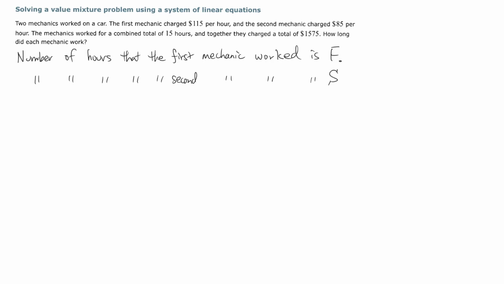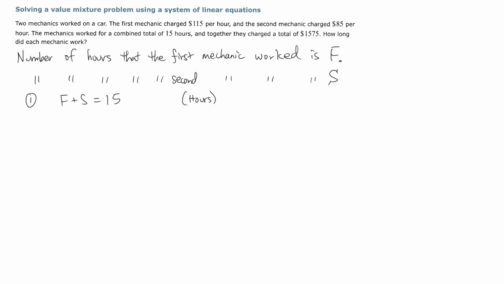This is getting good. And if you've forgotten what the word problem says, just make sure you go back and read it again. The mechanics worked for a combined total of 15 hours. Now, F represents hours and S represents hours, right? They're both number of hours. So we could put F plus S must be what? Equation 1, F plus S is equal to 15. So this is an hours equation.